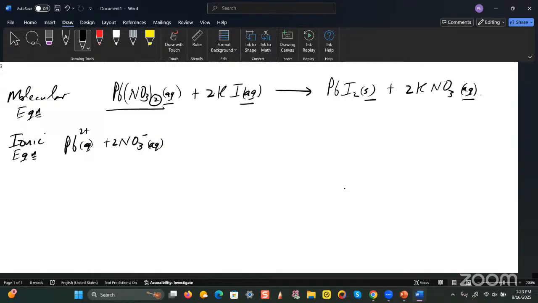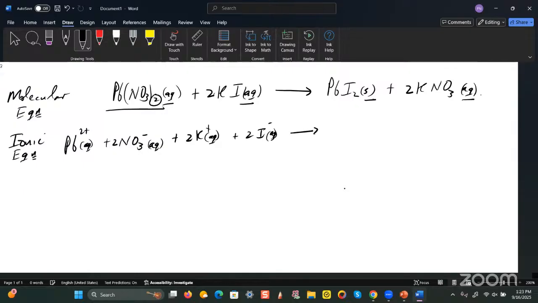Okay, so continuing to look at what will dissociate. In the case of potassium iodide, aqueous, that will dissociate to form potassium ions and iodide ions. So because we have a 2 here, that multiplies everything. So therefore, we have 2K+ aqueous plus 2I- aqueous. All right? Okay, so that takes care of everything on the reactant side.